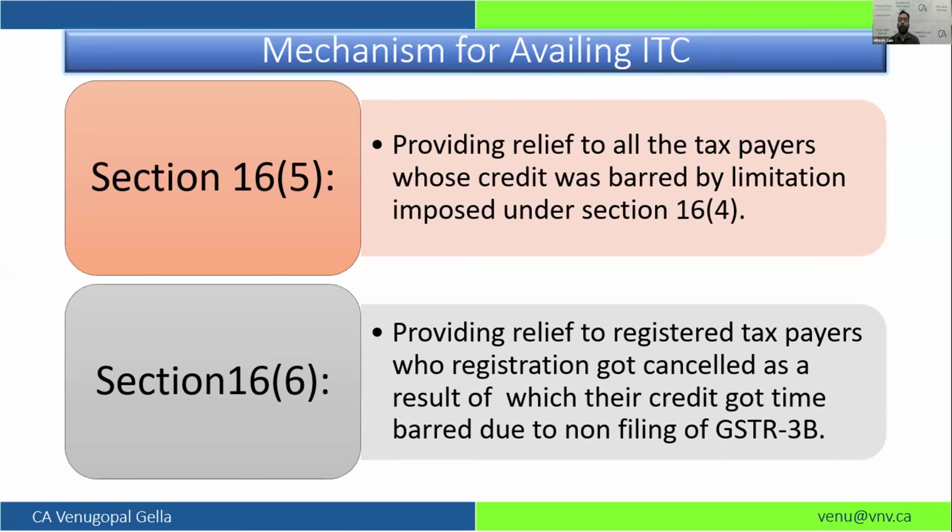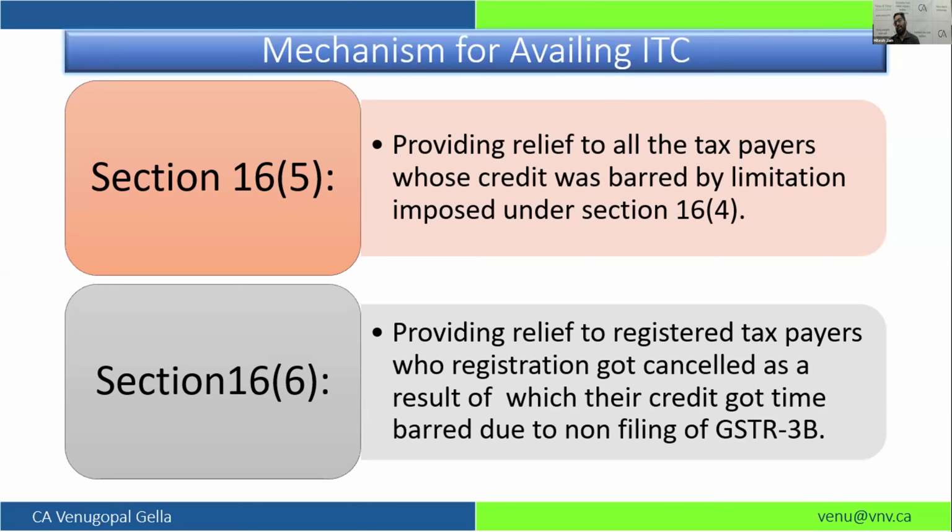16.5 has brought a bracket provision whereby the government is actually giving a relaxation, saying that for the initial four financial years, 17-18, 18-19, 19-20, and 2021, you can avail the credit and it will not be time barred, provided you satisfy the two conditions. You must have claimed the credit in your GSTR 3B, and secondly, you must have filed all your GSTR 3B returns pertaining to these financial years, that is from July 2017 to March 2021, by 30th November 2021. If you have done so, then you are eligible for claiming input tax credit without ignoring the provisions of 16.4.